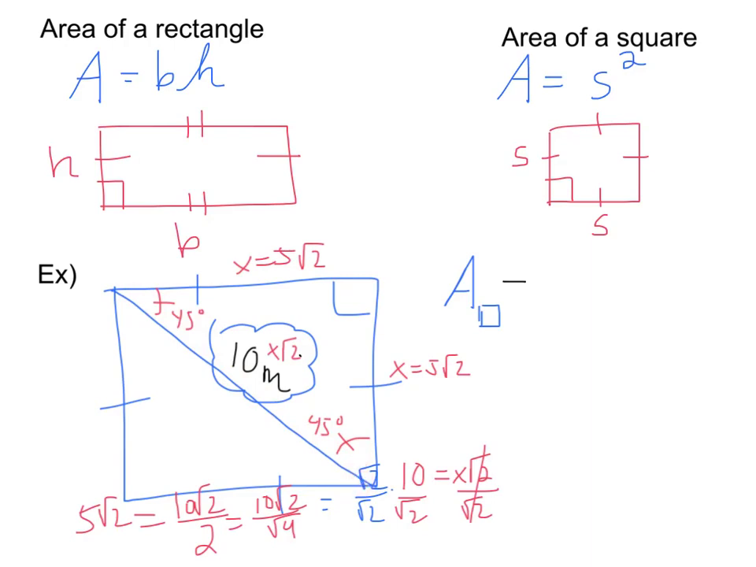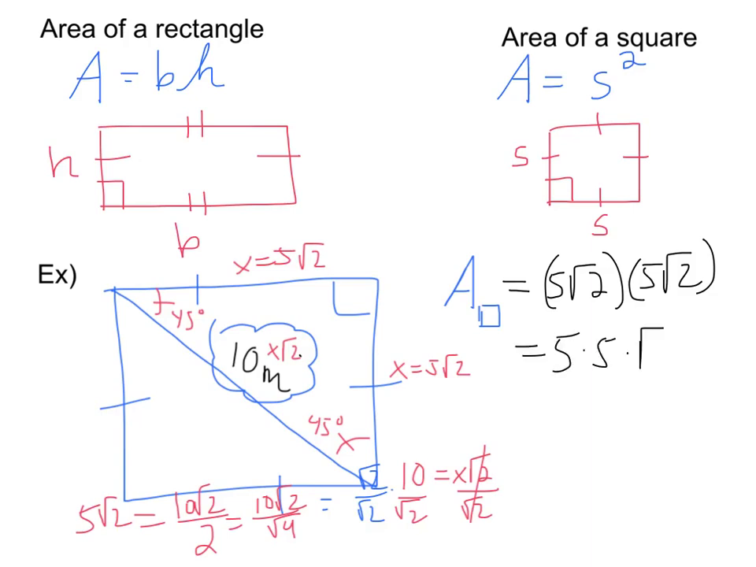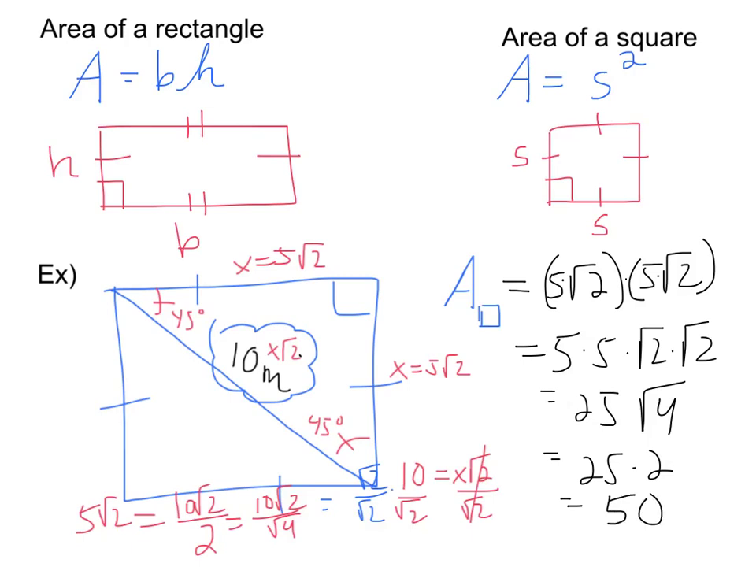All right, so now the area of the square is going to be our base, which is 5 root 2, times our height, which is 5 root 2. Now keep in mind we could write 5 root 2 squared, but why bother? So I'm going to rearrange this because all of these numbers are multiplied together. So I'll have 25. Square root of 2 times the square root of 2 is the square root of 4. The square root of 4 is 2. 25 times 2. So my area will be 50.